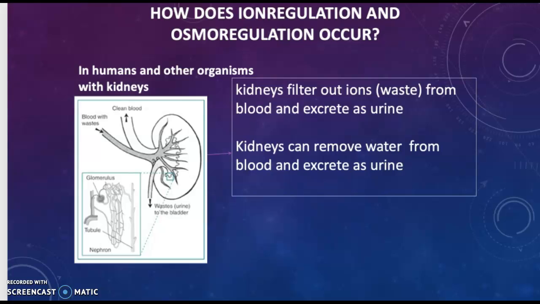So they'll take out the extra particles that we don't need, or the extra water. Your kidneys and your urine are actually a great sign of how your homeostasis is doing. If you look at the color of your pee, the lighter it is, the more water you are excreting because you have too much water in your system. If it's too light, you've got way too much water in your system. If your pee is dark, you're not getting enough water.